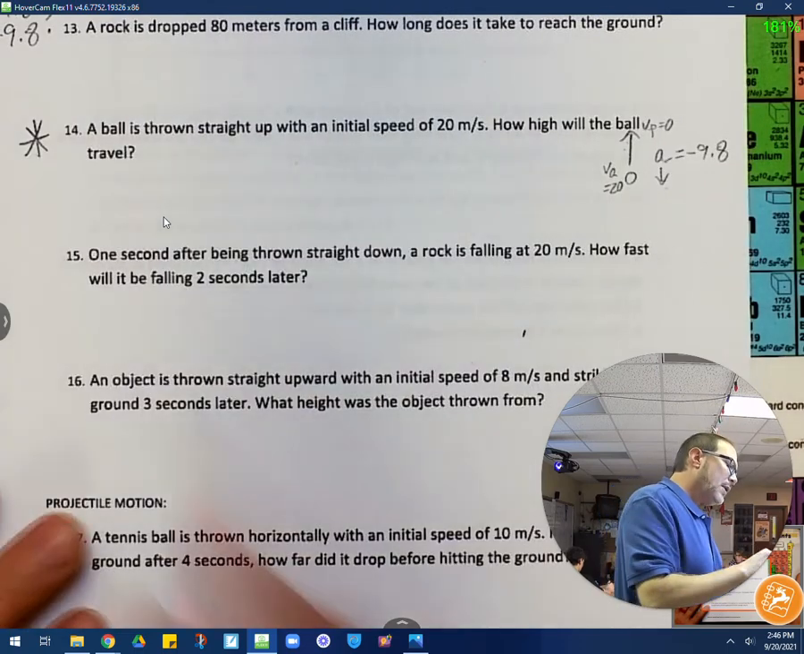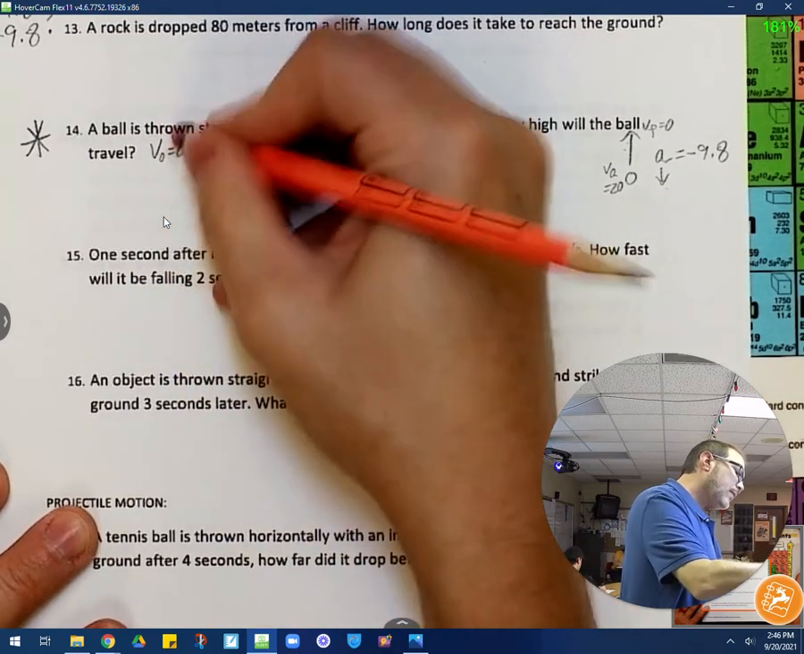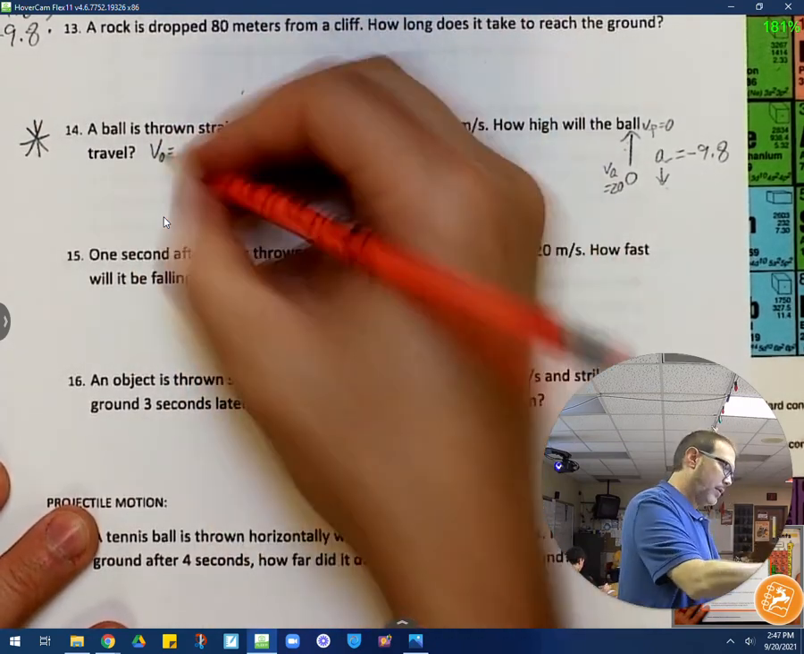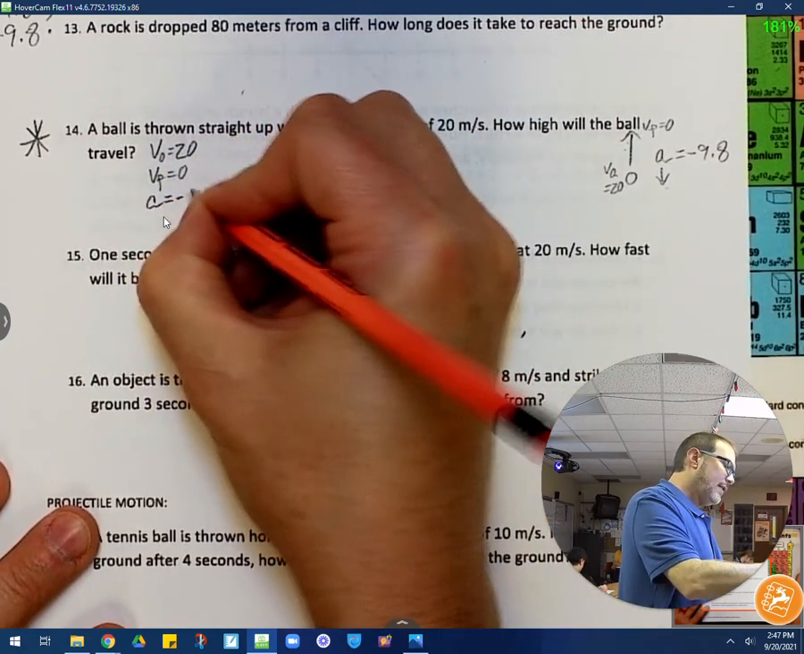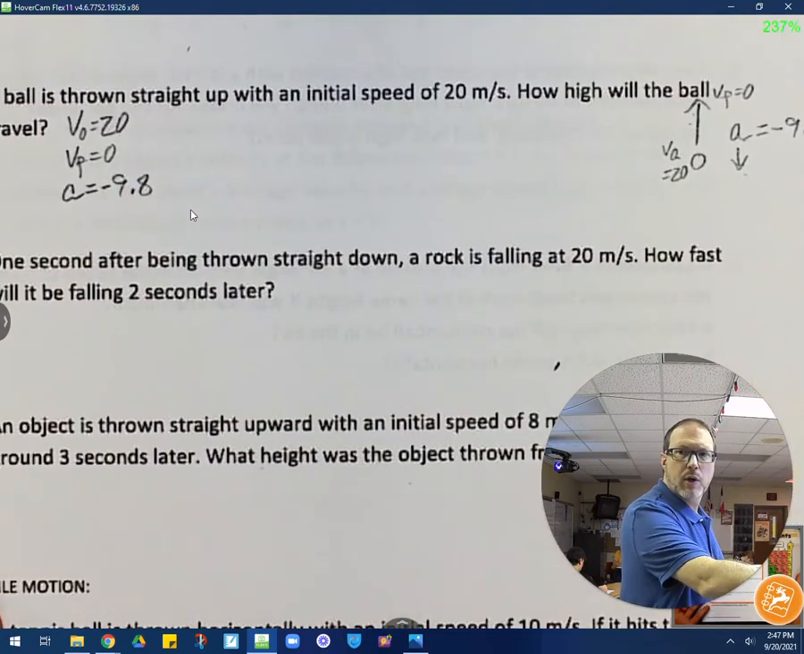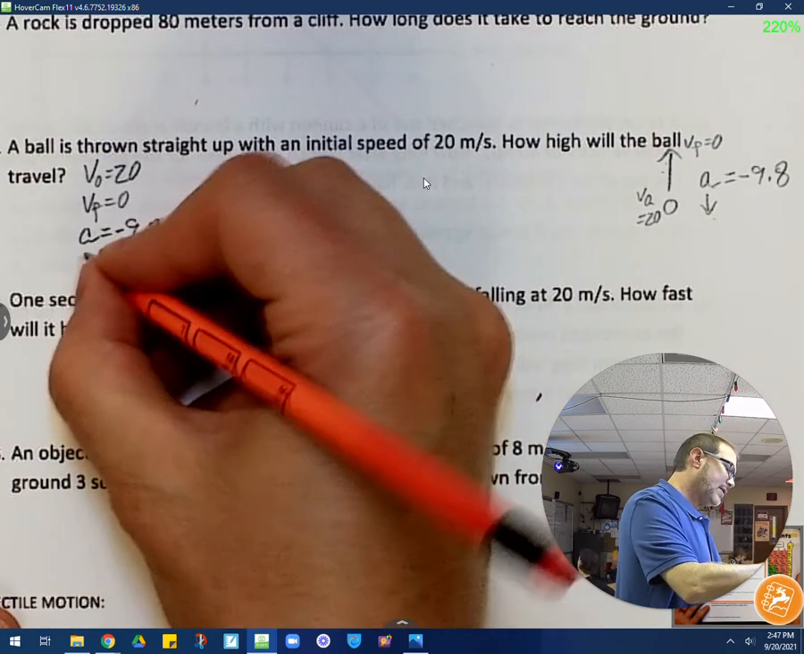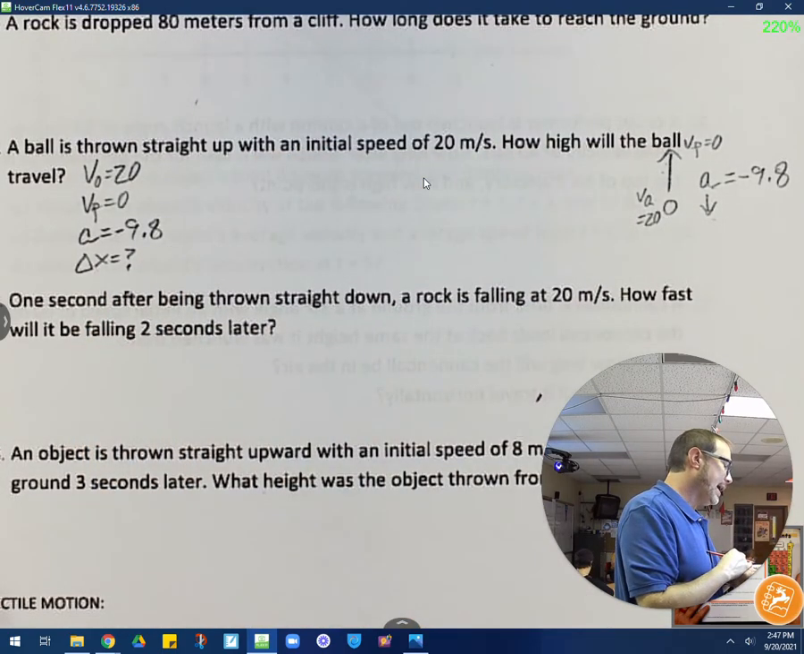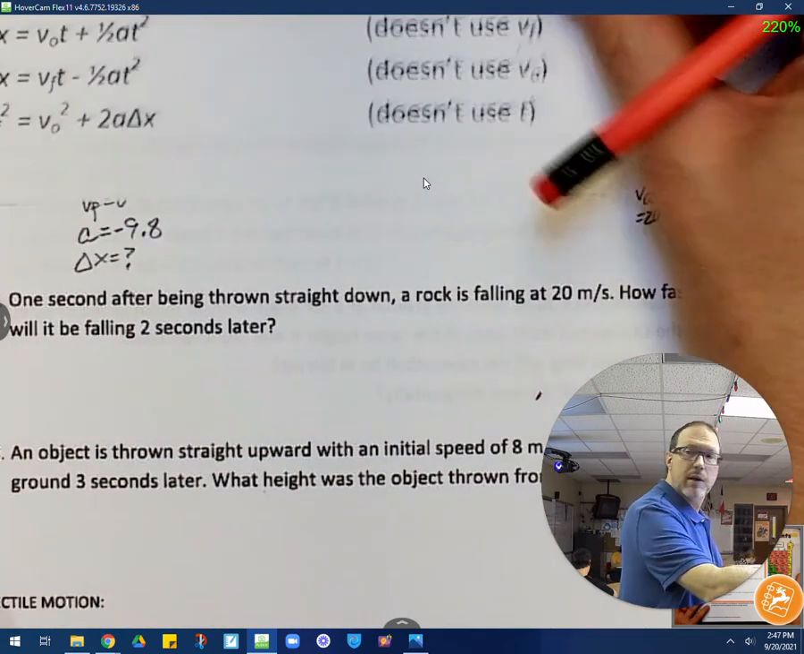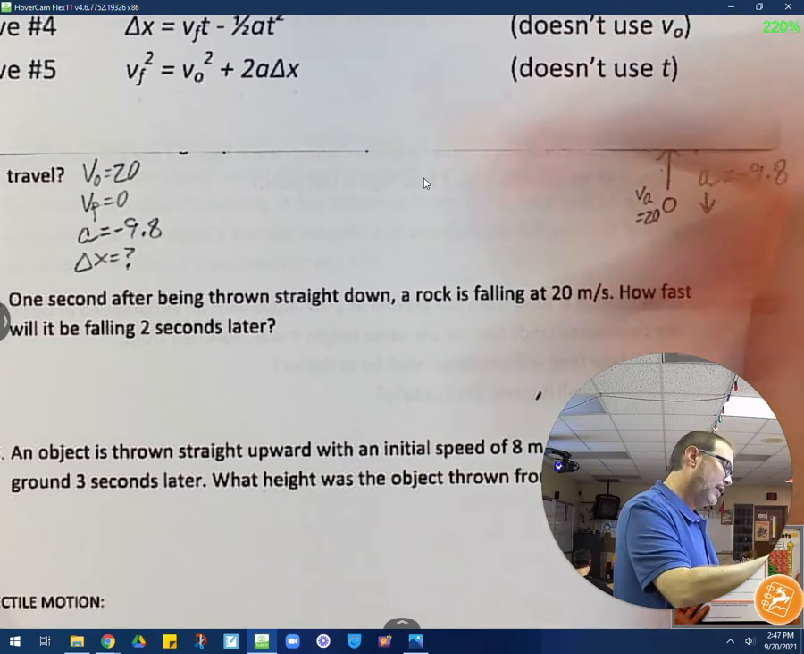Okay? So let's talk about what we know. We know that V0 is 20. It starts with a 2, not a 0. We know that Vf is 0. We know a is negative 9.8. What do they want us to find? They want us to find delta x, so delta x is our unknown. What never gets brought up? Time, okay? So we can use Big 5, which one? Big 5, number 5.